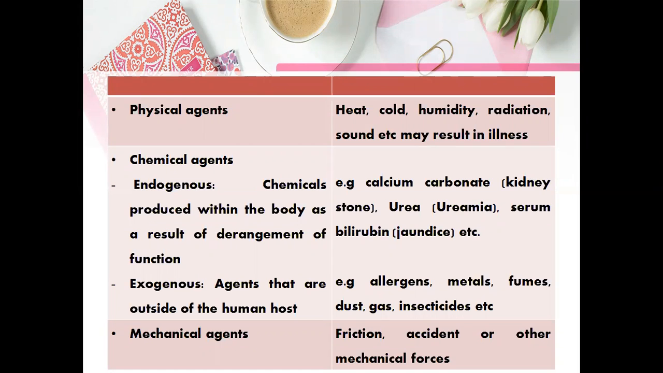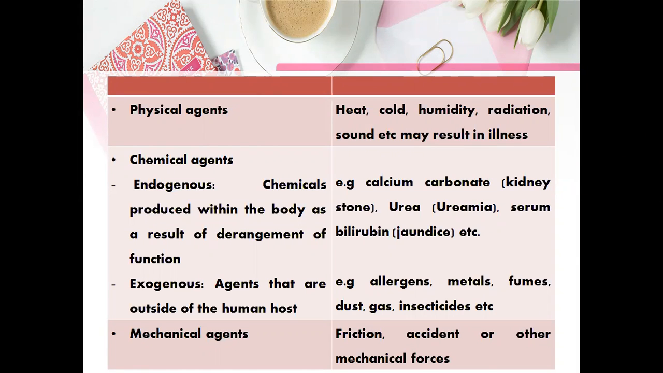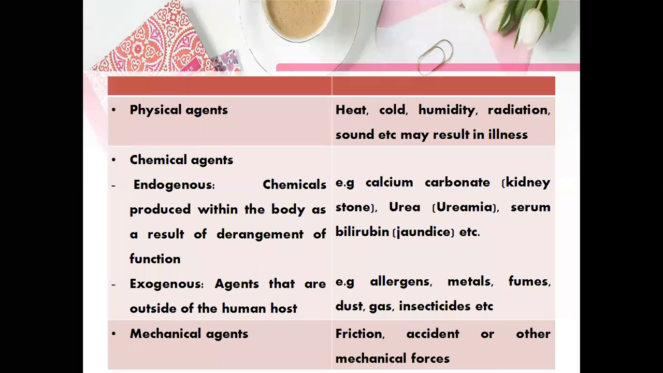Like carbon monoxide gas is very harmful, right? If you ingest a large amount of carbon monoxide, what happens? We might have breathing difficulty. We might also have confusion, all those. Another example is insecticides and all these. So these are the exogenous agents.